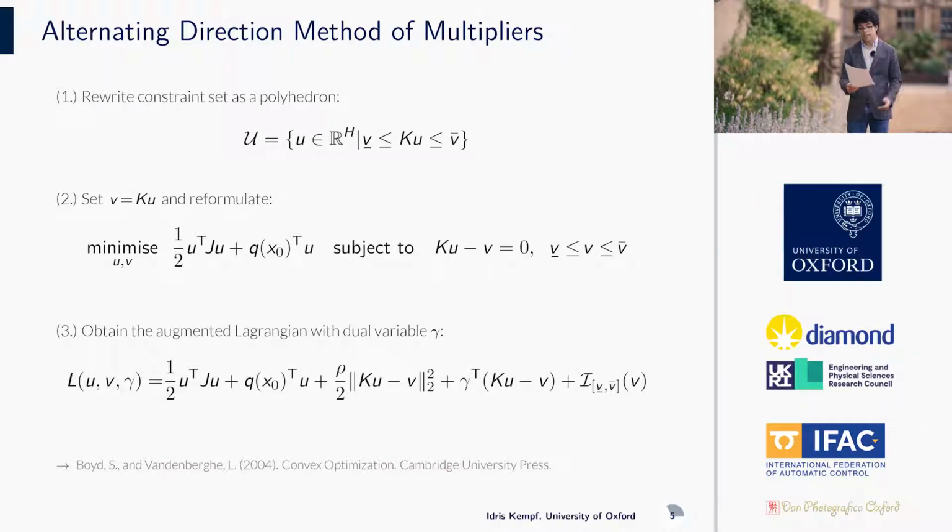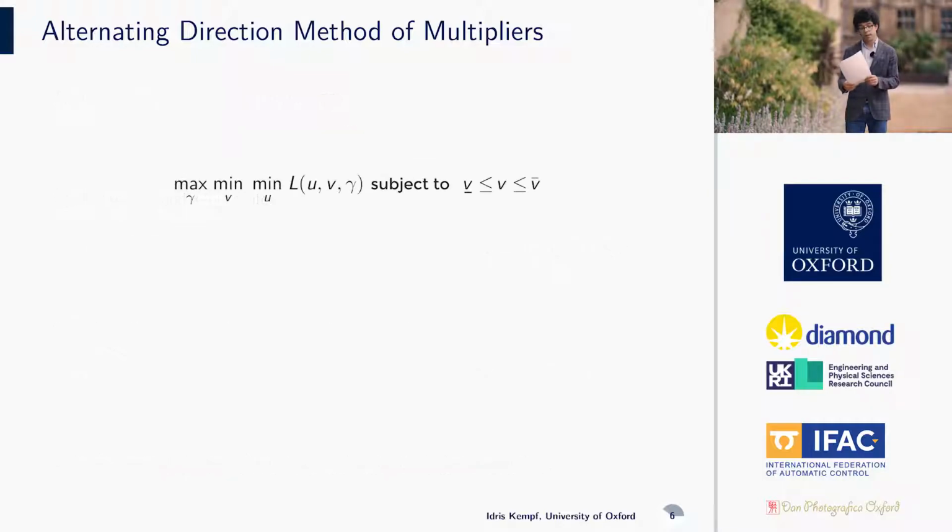This function is the augmented Lagrangian of our problem and is now repeatedly minimized with respect to u and v and maximized with respect to gamma. This is shown on this slide. The algorithm maps to the following arithmetic.